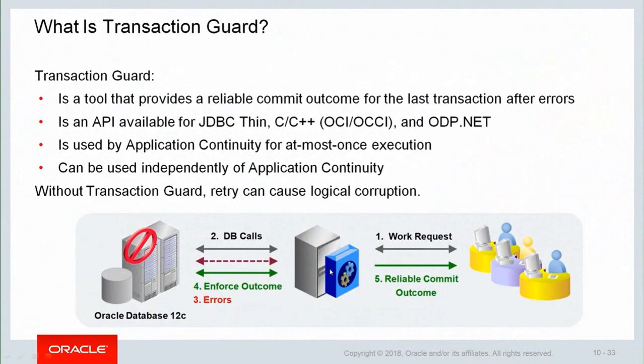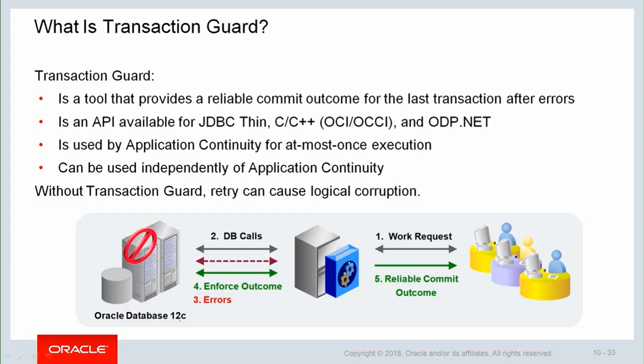Transaction Guard is a tool that provides reliable commit outcome for the last transaction after errors. And we can use this API for JDBC, OCI, C, C++, and .NET. And also, Application Continuity can leverage Transaction Guard behind the scenes. Okay? So we're going to see how we can use Transaction Guard, how Application Continuity can take advantage of Transaction Guard. And the diagram is giving you this information.